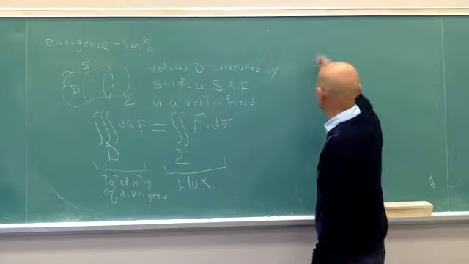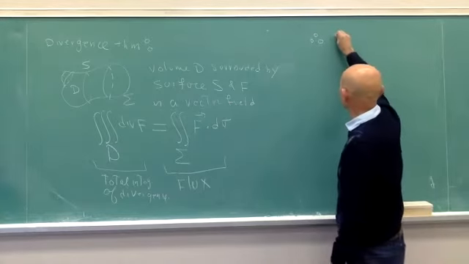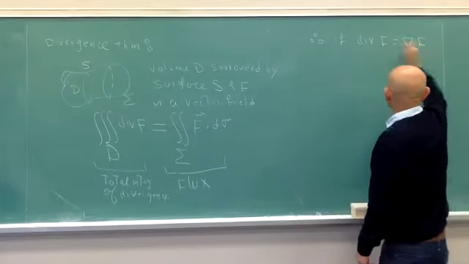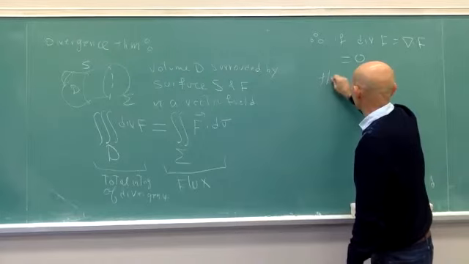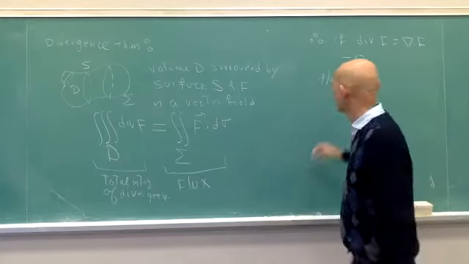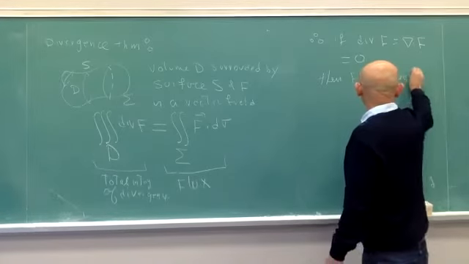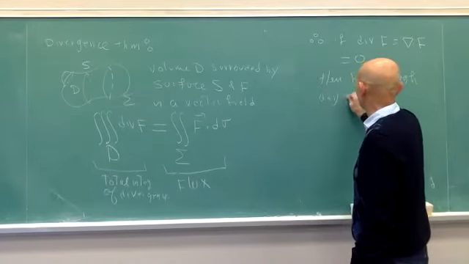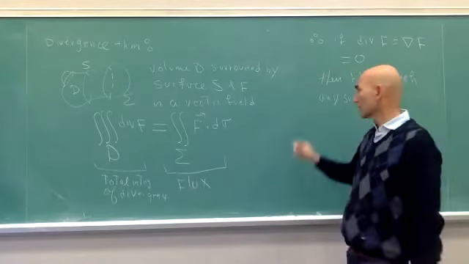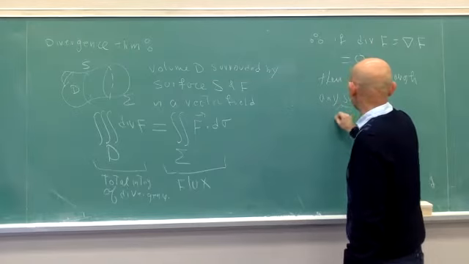Anyhow, this is the divergence theorem. The corollary is that if the divergence of F is equal to 0, then the total flux through any surface is 0. I mean, closed surface, of course. It should be a closed surface. Any closed surface.